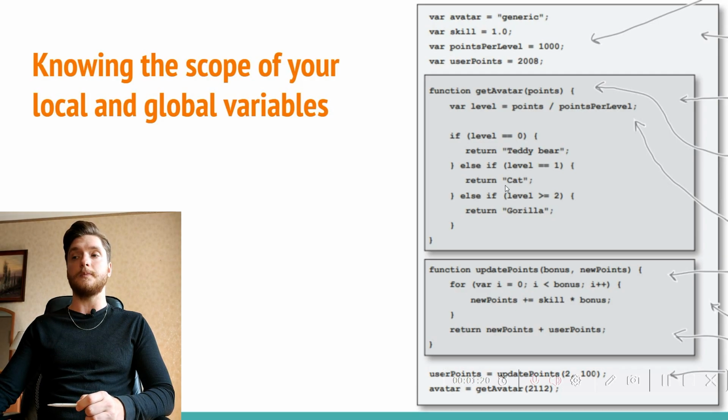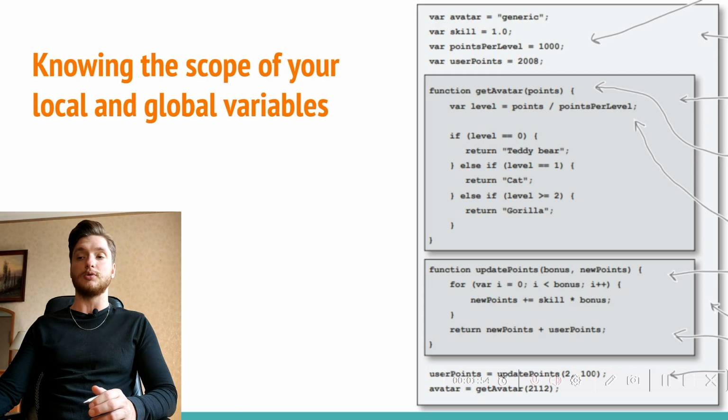Note that if you link to additional scripts in your page, they will see these global variables too. The level variable here is local and is visible only to the code within the getAvatar function. That means only this function can access the level variable. And let's not forget the points parameter, which also has local scope in the getAvatar function. Note the getAvatar function makes use of the pointsPerLevel global variable too.